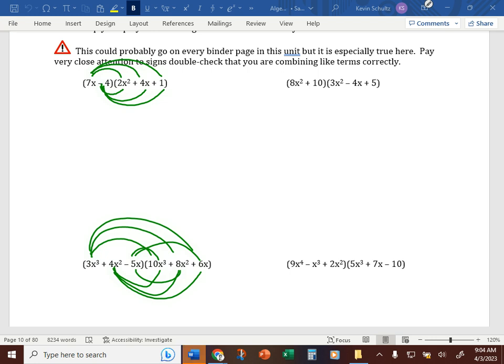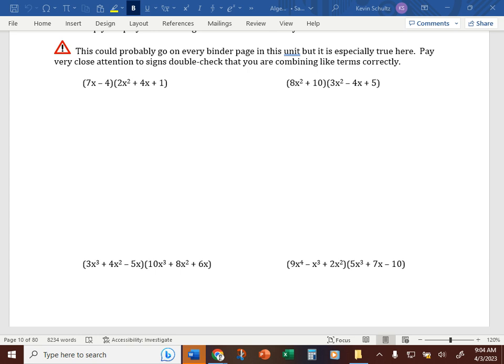Okay? So the recommended method for multiplying these multinomials is the box method. There aren't any lines to draw. It keeps it very well organized. And you've done it before. Even if you didn't do it for your homework, you were required to do it when we first learned about PO48. So given this first one here, 7x minus 4 and 2x squared plus 4x plus 1, what type of box are we going to be making? What are the dimensions? 3 by 2, okay?